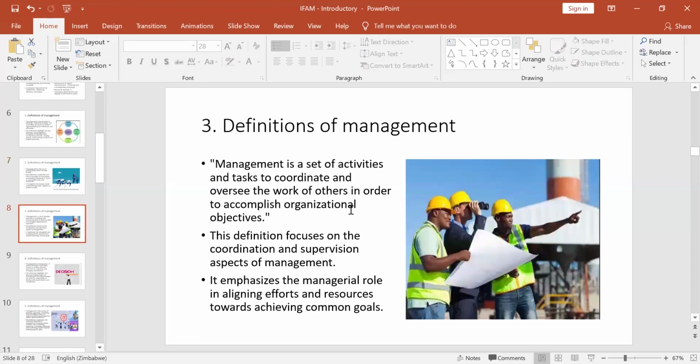Then the other definition is it's a set of activities and tasks to coordinate and oversee the work of others in order to accomplish organizational objectives. It's similar to the previous one. You can see from the illustration there are two gentlemen who, what looks like work, wearing something formal, a suit.